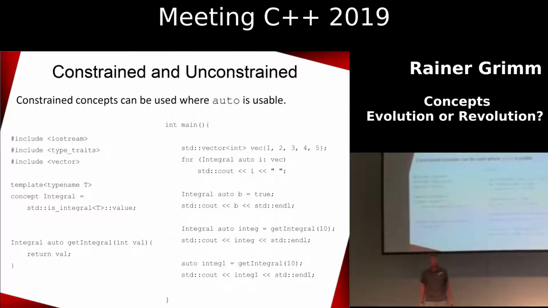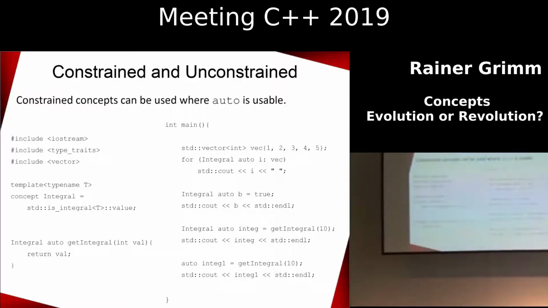This is a simple rule. Let me show you a few examples. You see here, integral auto. This means this function returns something which behaves such as an integral. Here, instead of auto, I say integral auto, which means E must support the concept of integral.